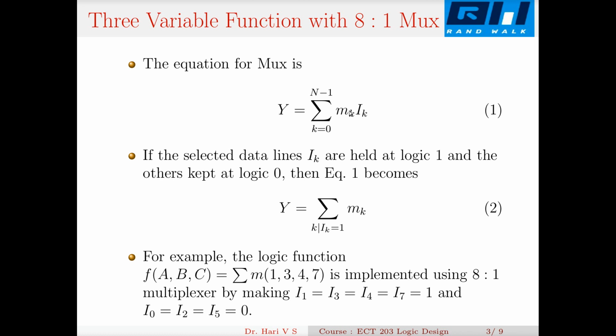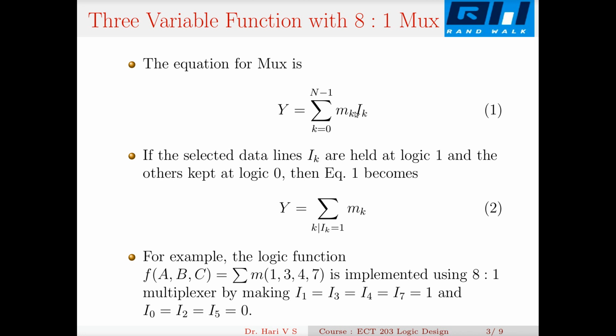Now if some selected ik values are held at logic 1 and the others are kept at 0, then y will be sigma mk for those k whose ik values are 1. Like say if I want to realize the function s2 bar s1 bar s0 bar, that is the 0th minterm, alone, what I can do is I can make i0 equal to 1 and all other i's, from 1 to 7, I make it 0, so that what I get at the output is m0.